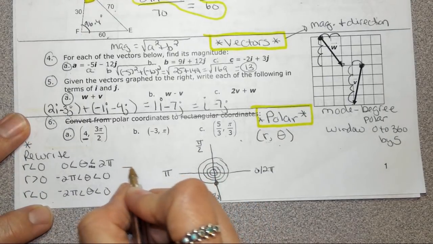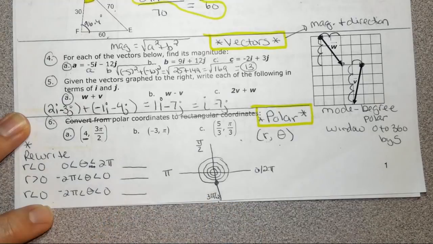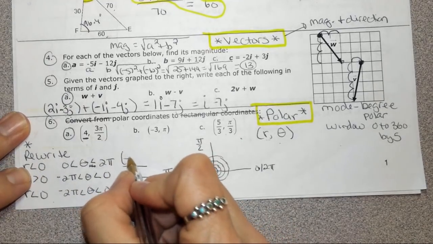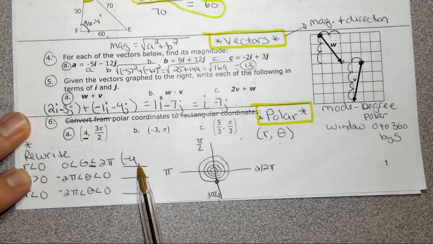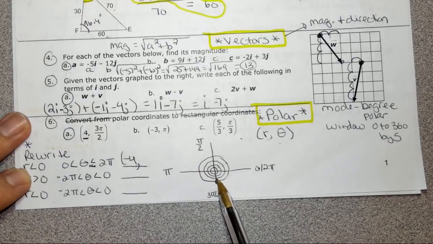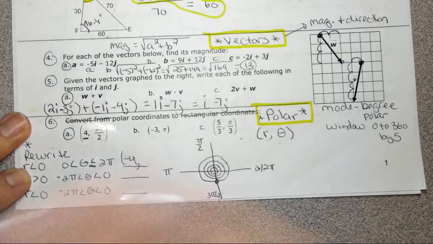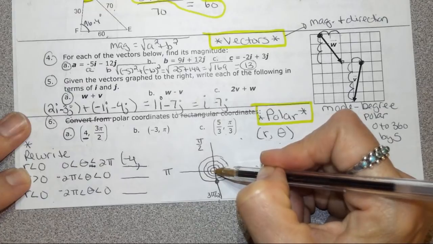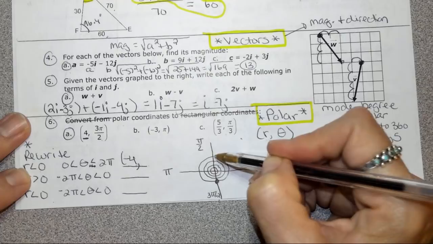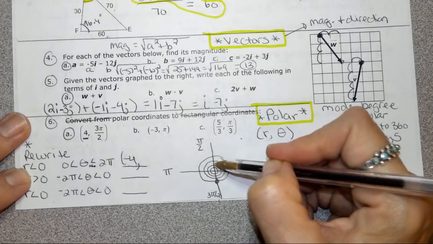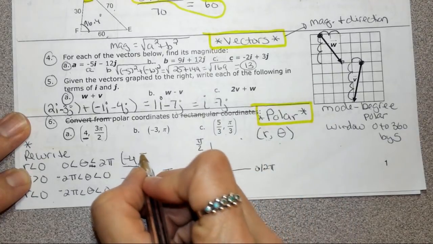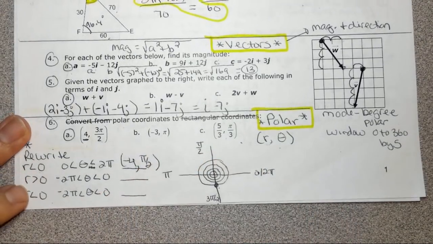What I would like you to do is rewrite that point 3 different ways. This says I want my radius to be a negative 4. So if my radius was a negative 4, what would my theta need to be in order to be in this same spot? Well, if it's a negative, it means I moved away from the angle. So what angle could I move away from and still be in that same spot? Well, if I was at pi over 2 and I moved 4 away, I would end up in the same spot. So it's pi over 2.